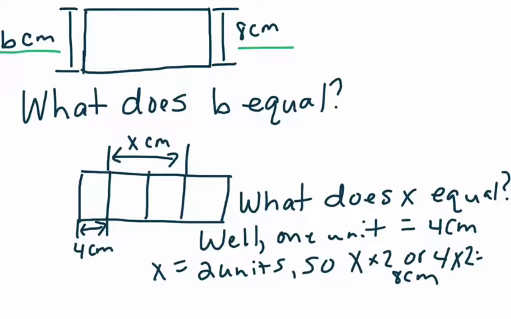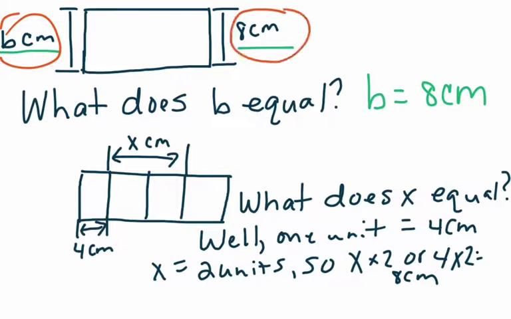Okay, so they're giving us the letter here, and they're giving us the number that that letter represents on the right-hand side. So what does B equal? B equals 8 centimeters. How do I know that? Because in my book, on the left side, we have B centimeters, on the right side showing the same distance, we have 8 centimeters.